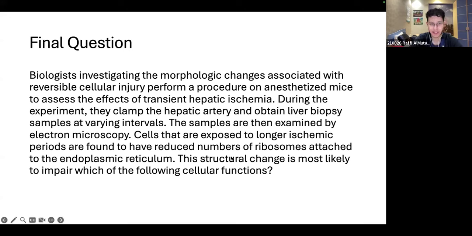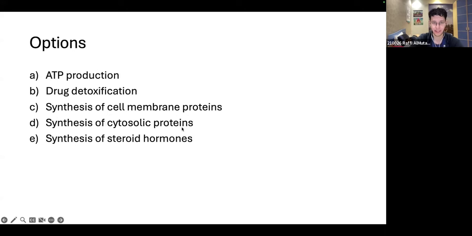Cells that are exposed to longer ischemic periods are found to have reduced numbers of ribosomes attached to the endoplasmic reticulum. So we have fewer ribosomes bound to the endoplasmic reticulum. This means we're not making proteins that would go to sites like the lysosome, the cell membrane, these leaving the cell, or back to the rough endoplasmic reticulum. So we're looking for anything along those lines, which is cell membrane proteins. ATP production, drug detoxification, cytosolic proteins, steroid hormones, cytosol, this all happens with ones that are not bound.